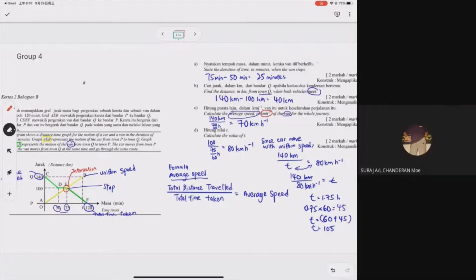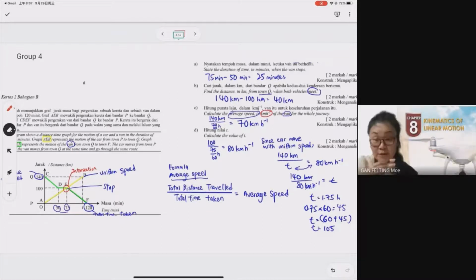So the duration of time in minutes when the van stops is from D to E, because there is no gradient. Suraj, for this, you go back to the graph. We look at the green line, because the green line indicates the route of the van.